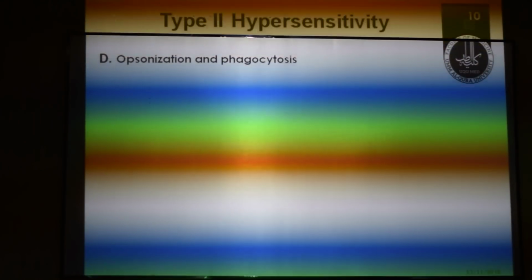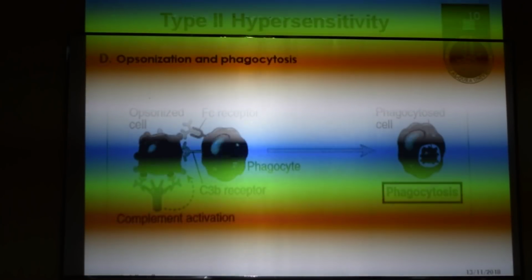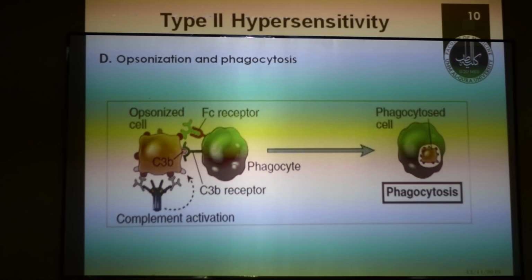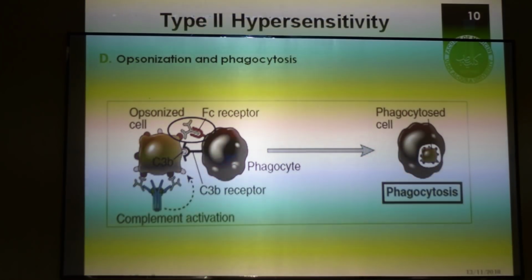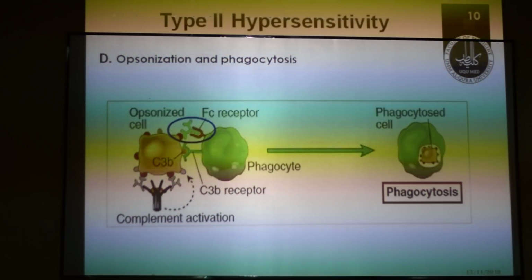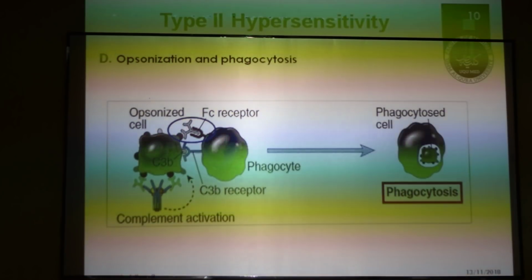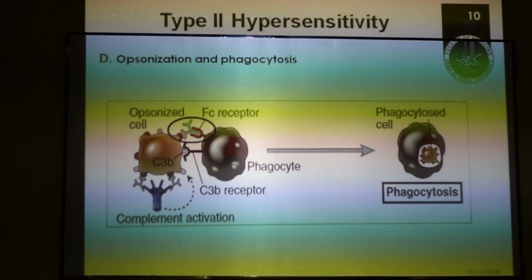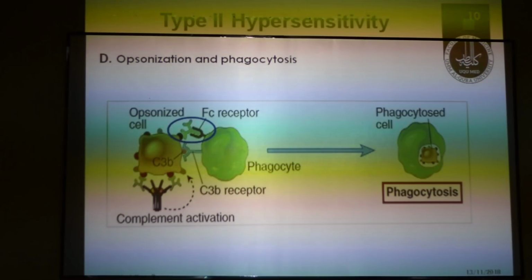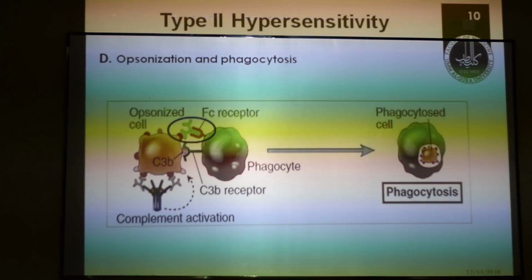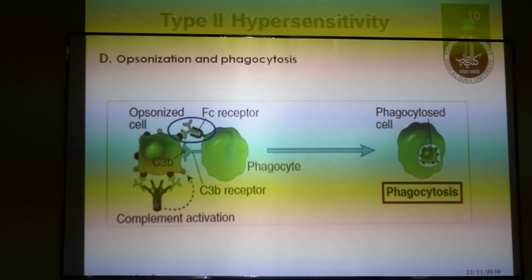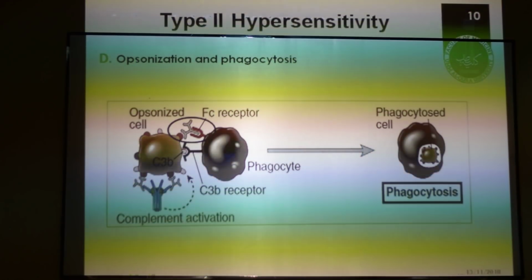And the last part is opsonization and phagocytosis. Sometimes the target cell will have the antigen on its surface and antibody will bind to it. In this case you see the antibody is helping the macrophage, not for releasing perforins and granzymes, but in fact to take it up, to phagocytose. That's why it is opsonization, which is tagging, and phagocytosis, taking it up by the macrophages.